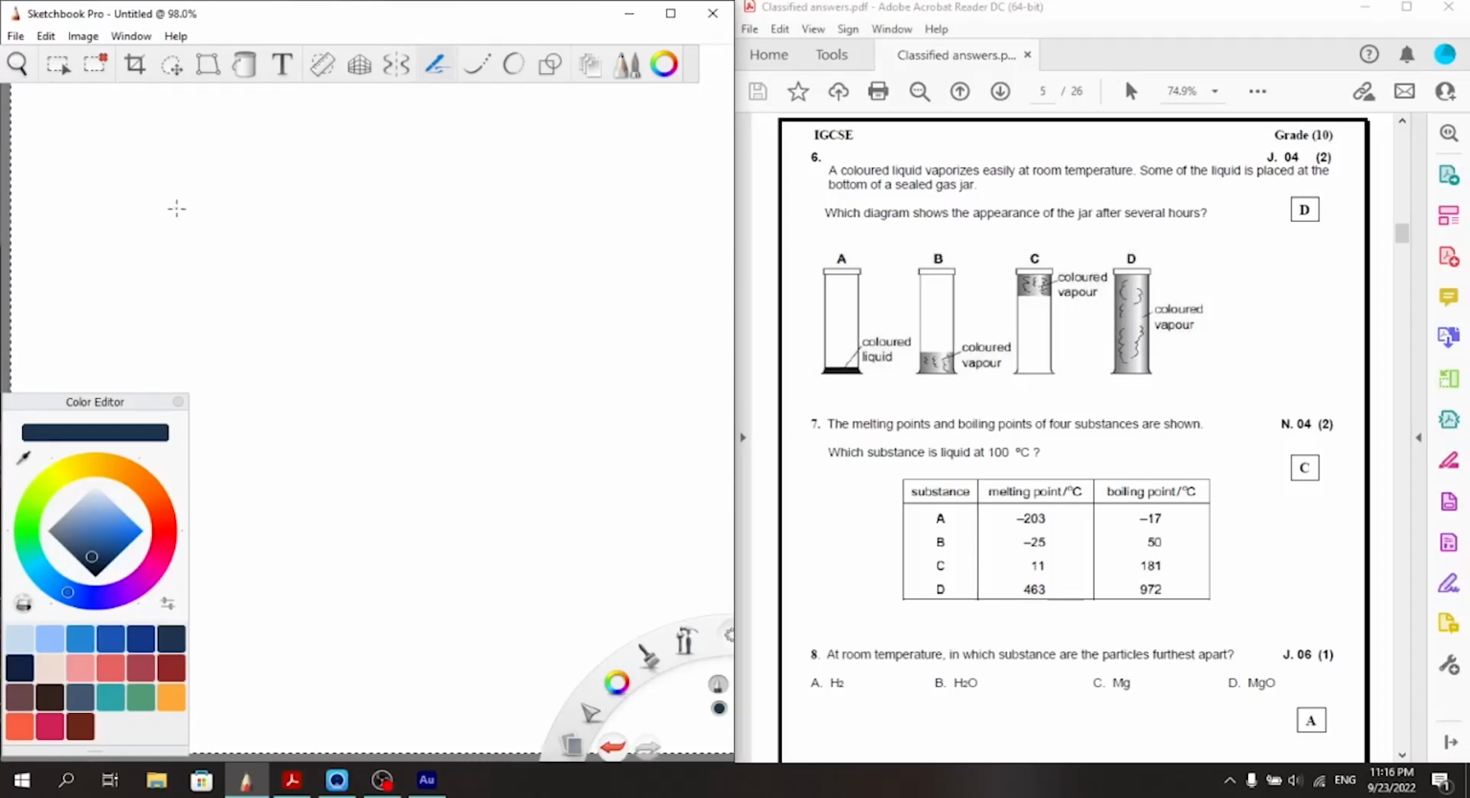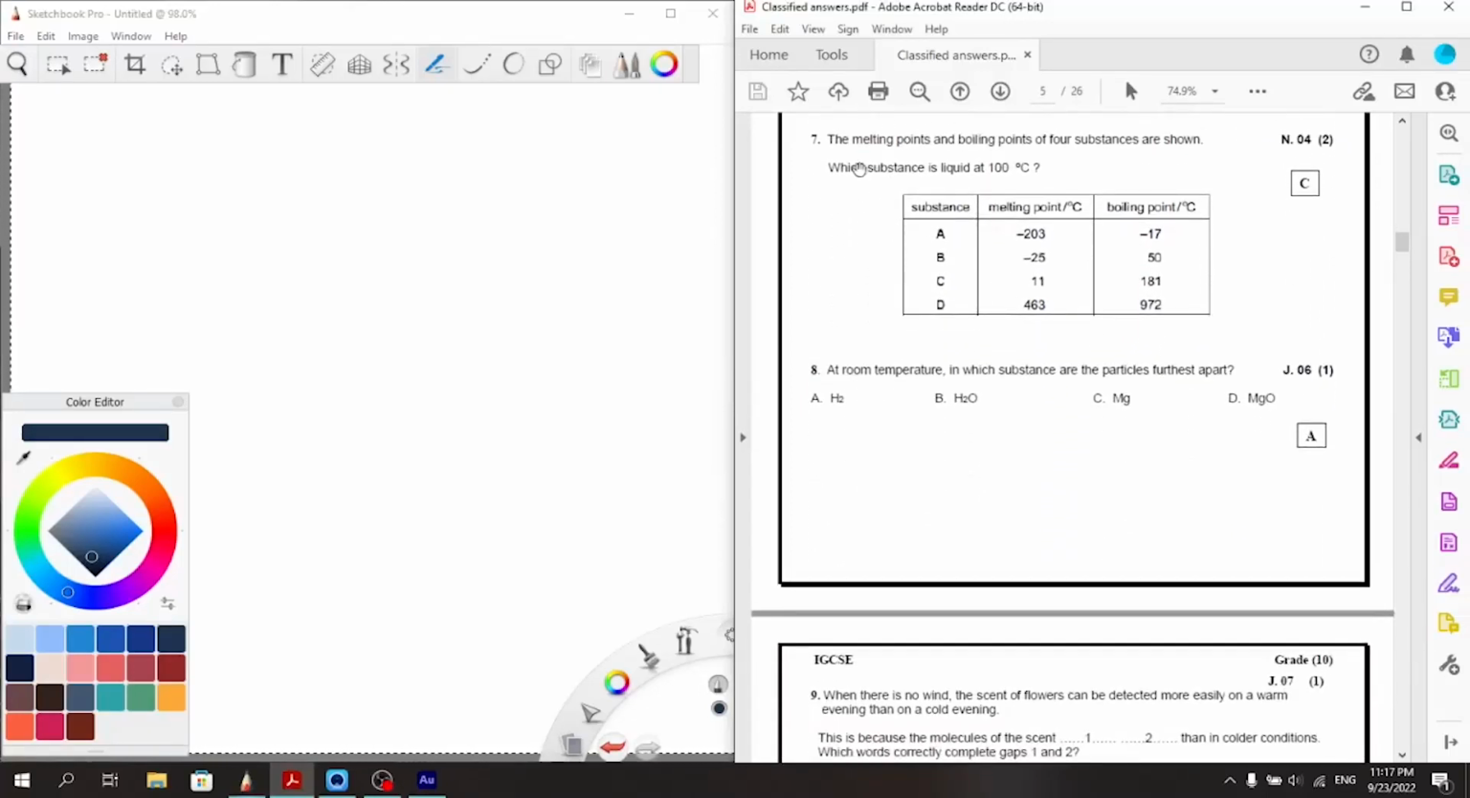And gases diffuse, they don't just sit there, no, they move all around. So the gas will start filling all of the air in the jar, right? And we have a colorized vapor, so all of the jar will be colorized due to the diffusion of the particles of the gas. So the answer is D.